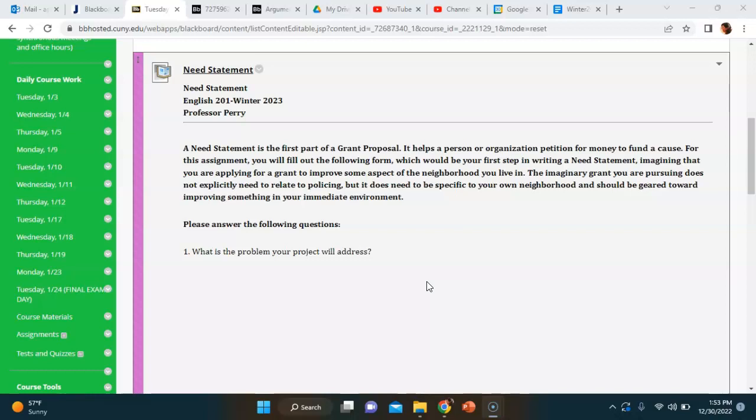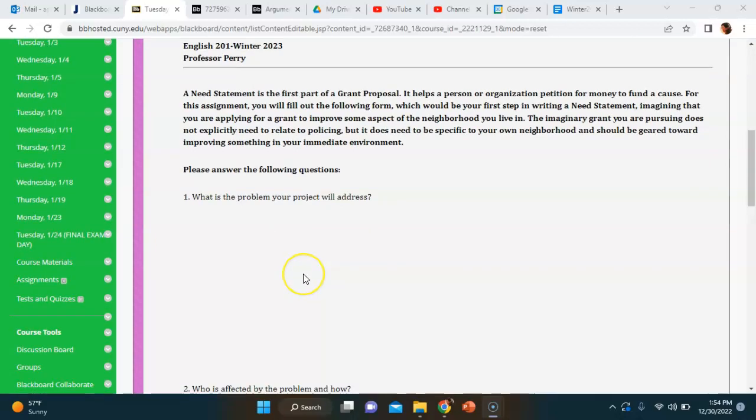So I want you to think about an issue or a problem that you see occurring in your specific neighborhood, not your borough. I cannot stress this enough. And you want to apply for a grant to improve it. The imaginary grant that you're pursuing doesn't necessarily explicitly need to relate to policing, but it does need to be specific to your own neighborhood and should be geared toward an overall improvement of your immediate environment. So these are the questions that I want you to address in your needs statement.